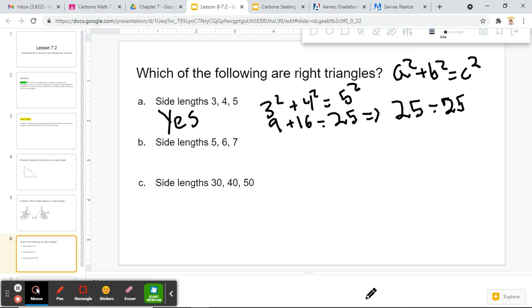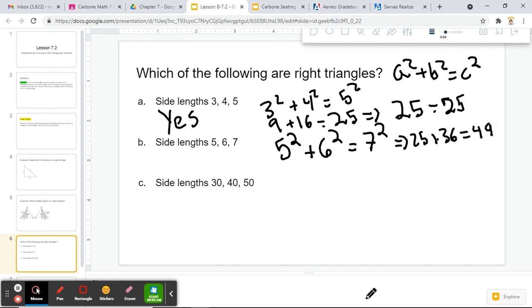All right, next one here, we have A squared plus B squared equals C squared. So for A, we'll plug in 5, we'll get 5 squared. For B, we'll plug in 6, we'll get 6 squared. And for C, we'll plug in 7, we'll get 7 squared. All right, so 5 squared is 25, 6 squared is 36, and 7 squared is 49.